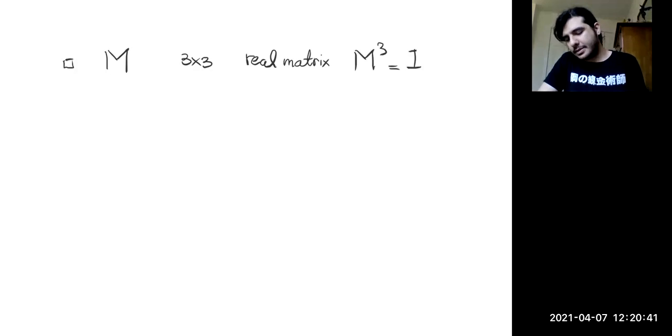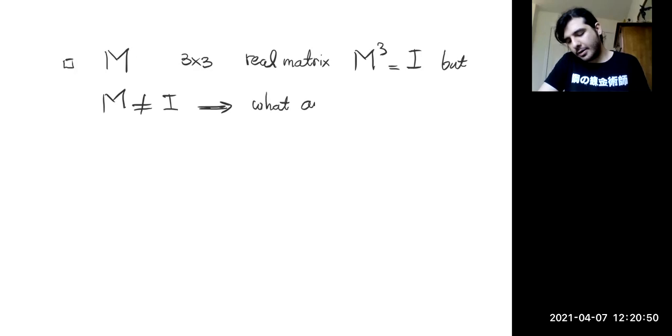So, let's look at one interesting example. It's kind of similar to a homework you had. I wanted to talk about it the previous week, but let's look at it now. Suppose M is a 3x3 real matrix such that M cubed is equal to identity, but M itself is not identity. And the question is, what are the eigenvalues of M?